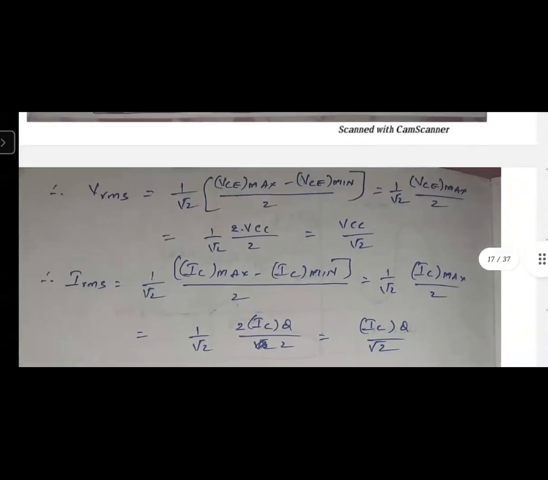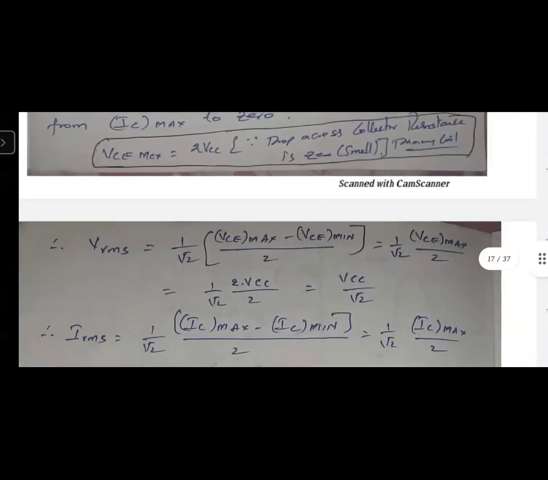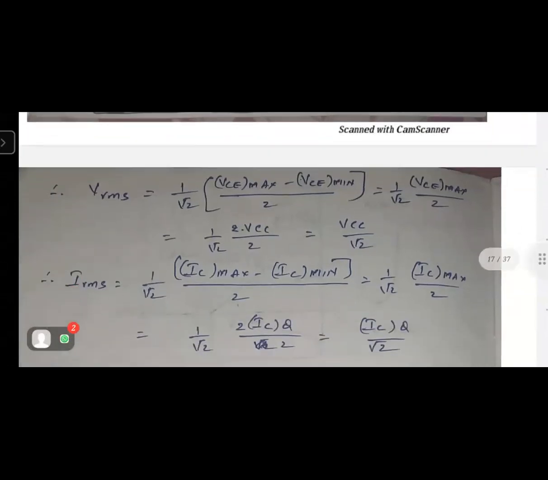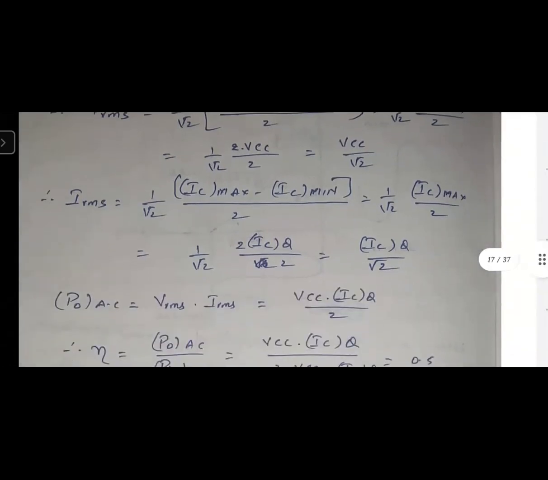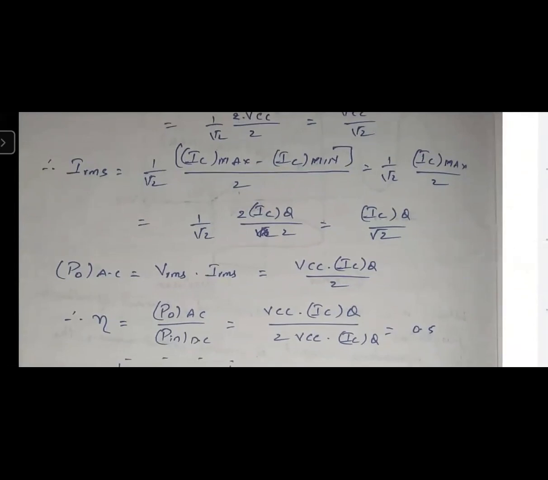VRMS is nothing but VM by root 2. As we know, VM is nothing but VCE maximum minus VCE minimum by 2. That is, VCE minimum 0 కాబట్టి we can simply write it is VCC by root 2. I simplify చేసుకుంటా. Similarly, IC maximum, IRMS equals ICQ by root 2. We know power in AC equals VRMS into IRMS. From that we can write VCC into ICQ by 2.